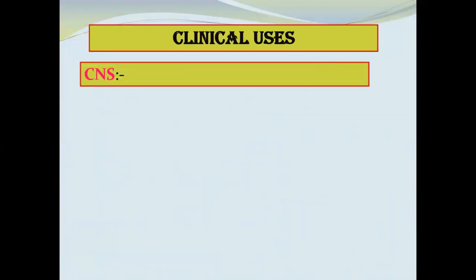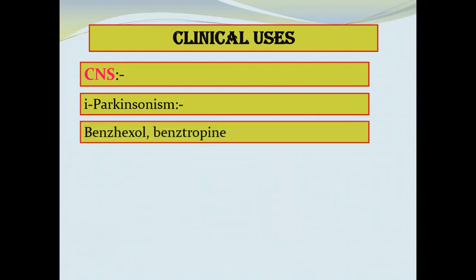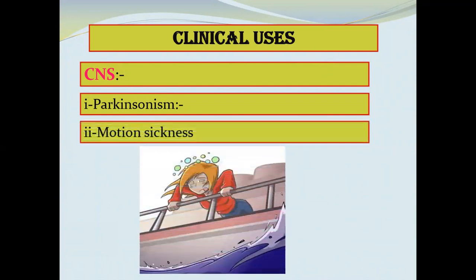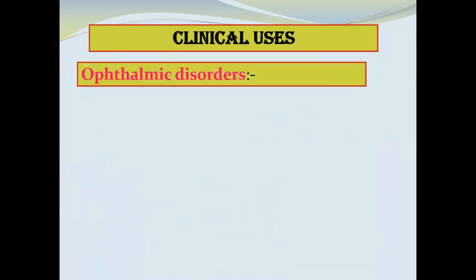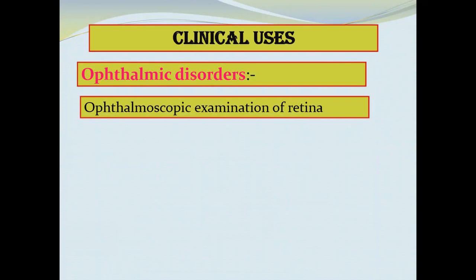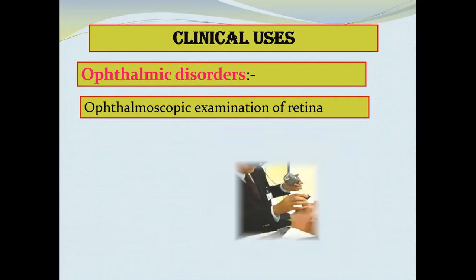In the central nervous system, atropine is used in Parkinsonism. These are neuropeptide disorders. In Parkinsonism, benzhexol and also benztropine are used. They are also used in motion sickness. Drugs like hyoscine are used in ophthalmic disorders, for ophthalmic examination, because they cause dilatation of the eyes.